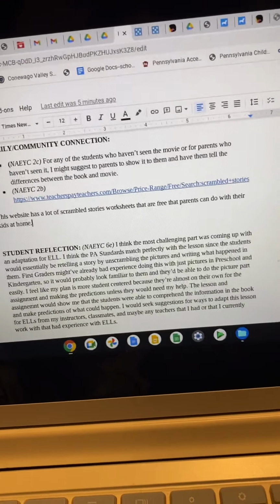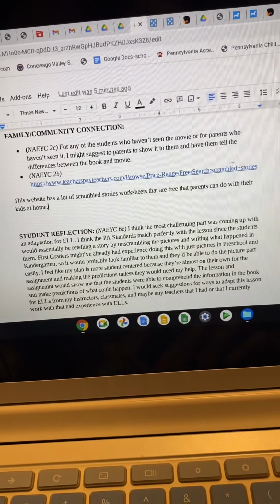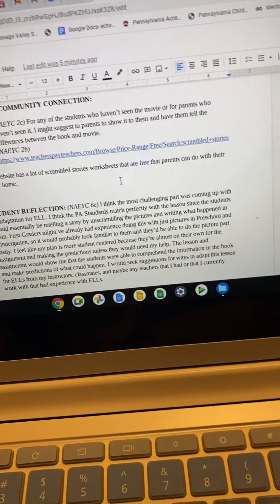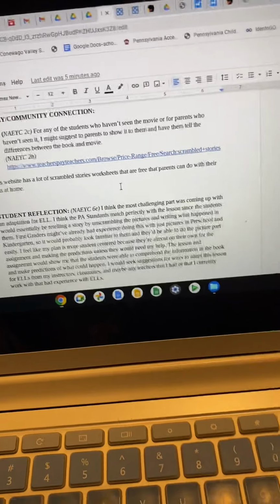And this website has a bunch of free worksheets that have to do with scrambled stories. And this is something that the parents could do with their kids at home, especially since it is free.